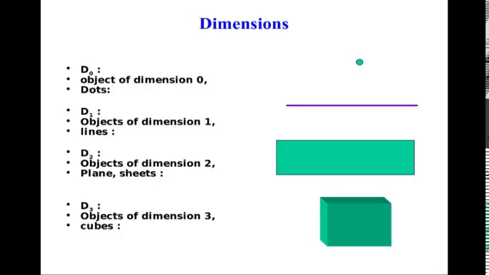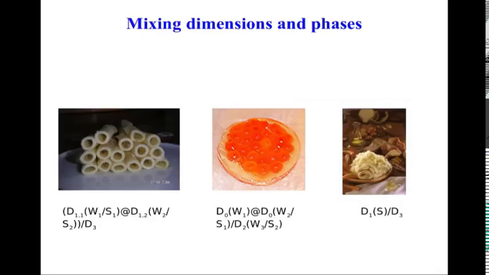Now, dimensions. Okay, I told you that dimension 0 is for dots, dimension 1 is for lines, dimension 2 is for surfaces, and dimension 3 is for blocks. Of course, the line can be folded, for example. And it is only the mathematical dimension. There is a very clean definition about that, but let's keep the intuitive idea.